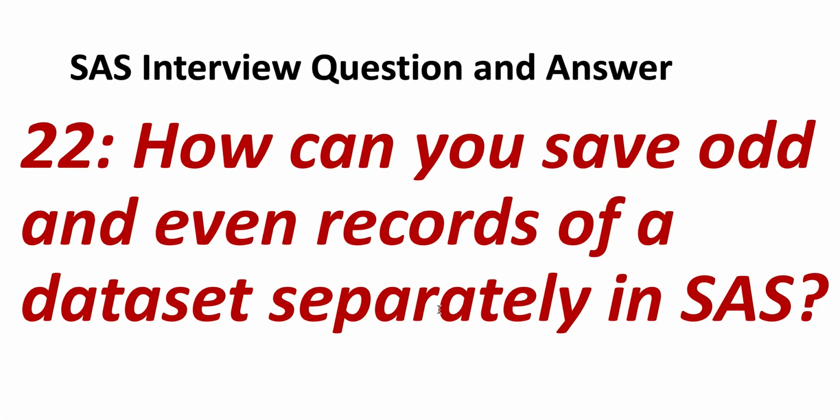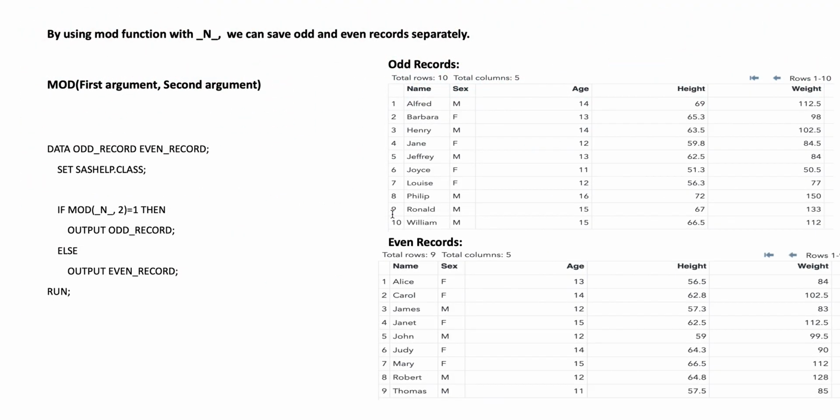SAS interview question and answer. Question number 22. How can you save odd and even records of a dataset separately in SAS? This question is asking how you can save odd and even records separately into two different datasets. By using the MOD function with _N_, we can save odd and even records separately.